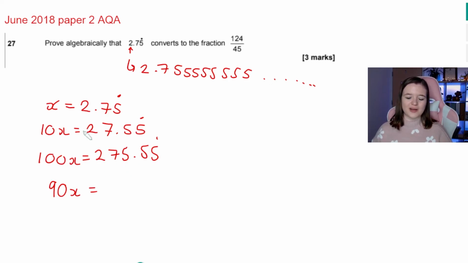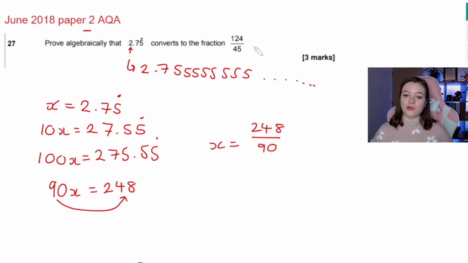275, take away 27. Gosh, it's good to be paper 2, isn't it? Calculator time for that. 275, take away 27, and that is 248. Then divide that down there, we get x is equal to 248 over 90. Then we want to make this equal to this, and I can see that they have halved it to get from there to there. So let's divide it by 2. And that gives us 124 over 45.